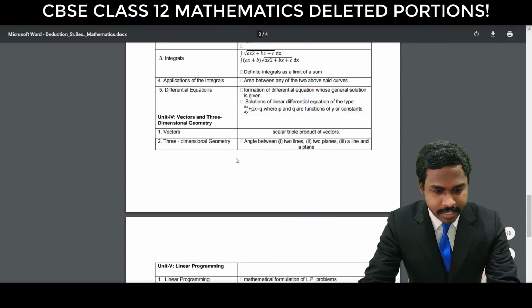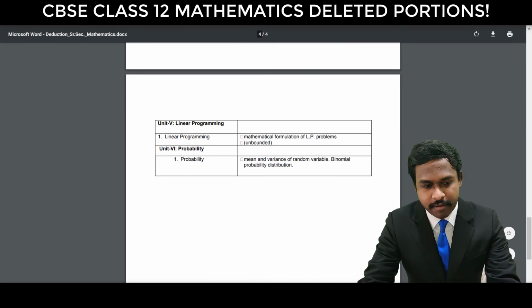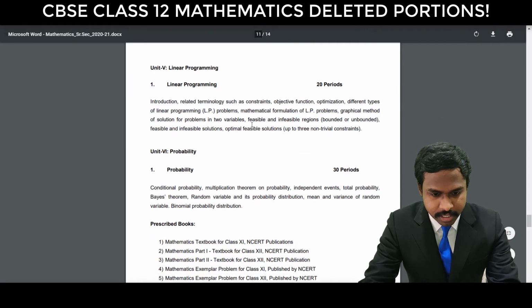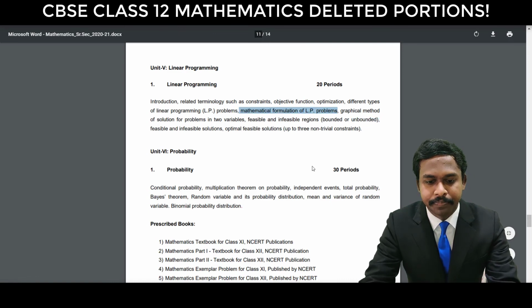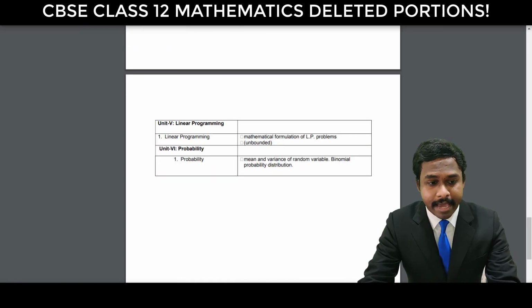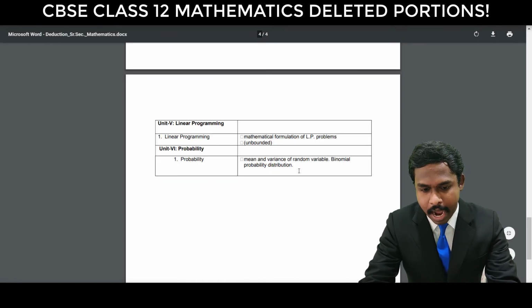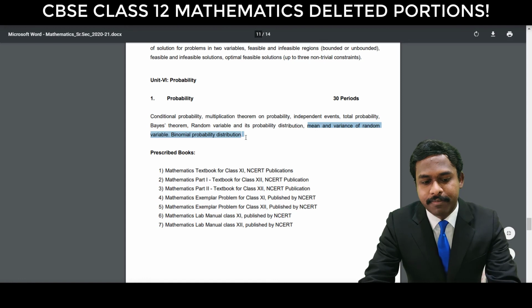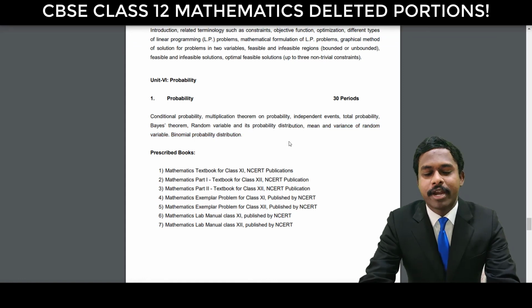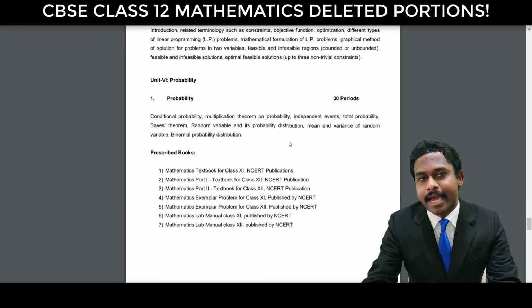Now, the next one is linear programming, mathematical formulation of LP problems, unbounded. So this you don't have. The unbounded problems, see, for example, this unbounded problem is not there, right? Other than that, the mathematical formulation of unbounded problem is not there. So that's what is in linear programming. And finally, in probability, mean and variance of random variable and binomial probability distribution is not there. So mean and variance, as you can see, this one, mean and variance of random variable and binomial probability distribution is not there. So this is what is removed completely from the NCERT textbook of mathematics.